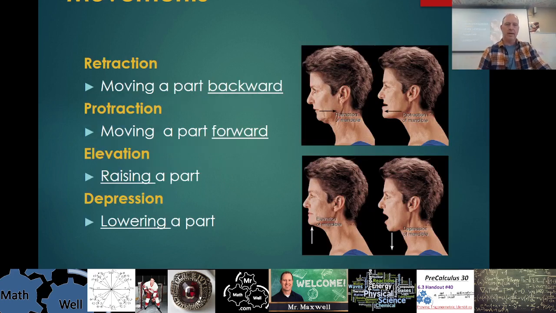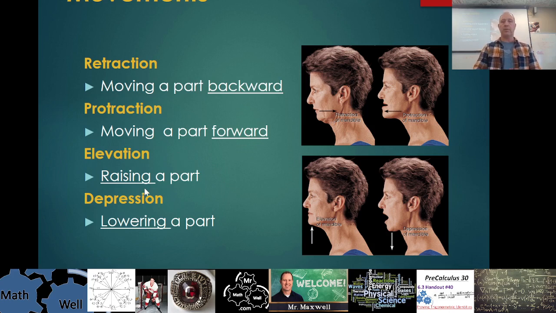Retraction: moving a part backward. If you retract a statement, that means you take it back. Protraction: moving a part forward. If your bottom jaw is forward, we call that prognathic. Pro means forward. So protraction is moving forward, retraction is moving backward. In this example, the lower jaw retracts, going back in, and protracts.